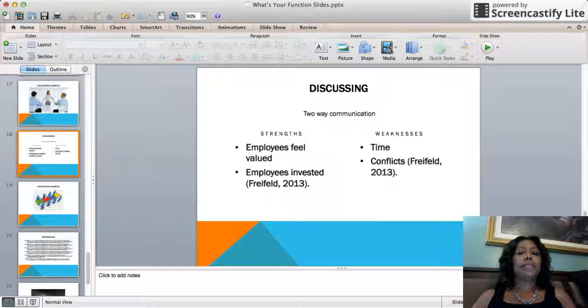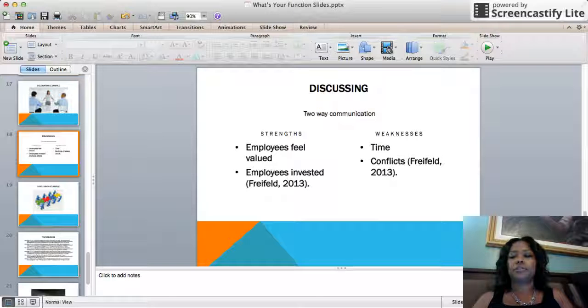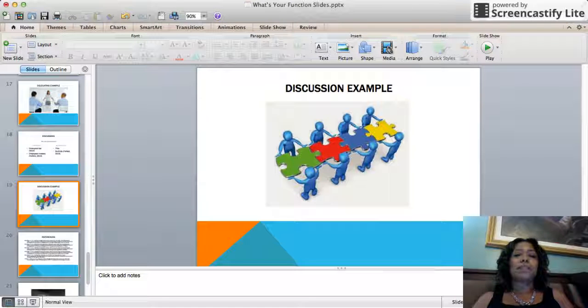The third one is discussing. That's also two-way communication. In this style, the employee feels valued. That's a strength. Another strength is the employee is invested. A weakness is that it can take more time than just delegating, and conflict can occur, which can complicate matters. An example of this is working together as a team to get a goal accomplished and taking a lot of input from the employees.